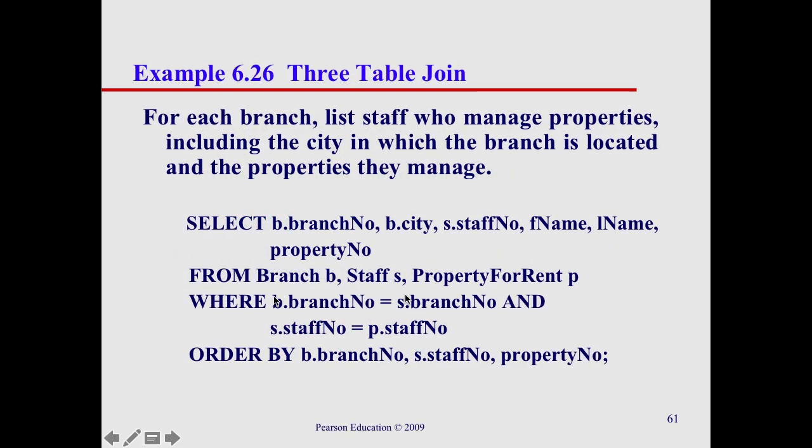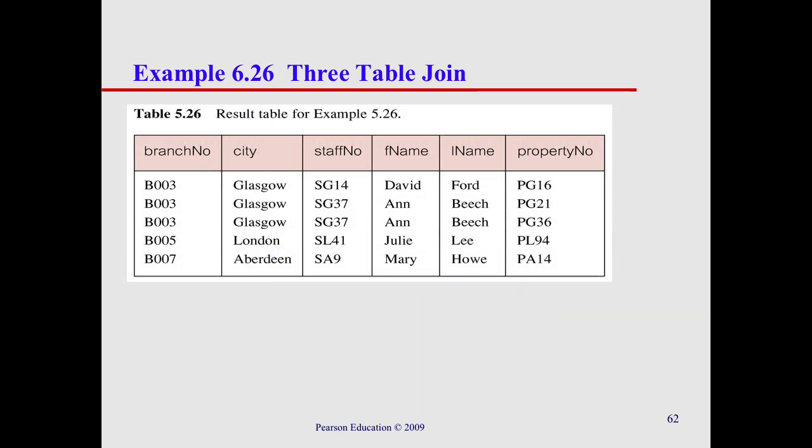Okay, so this is showing now that you can do a 3-table join. Before we were just doing a 2-table join. So here, for each branch, we want the staff who manage properties and the city in which the branch is located and the properties they manage.